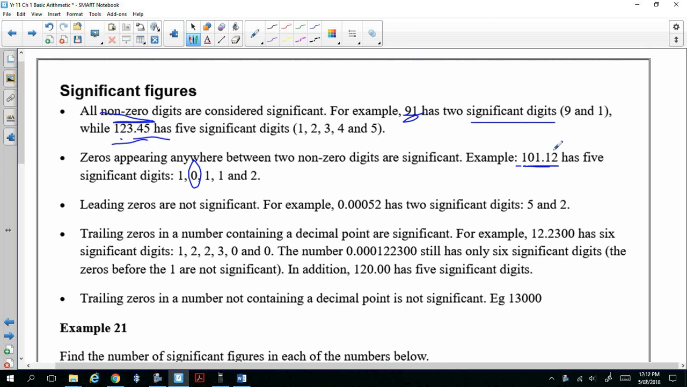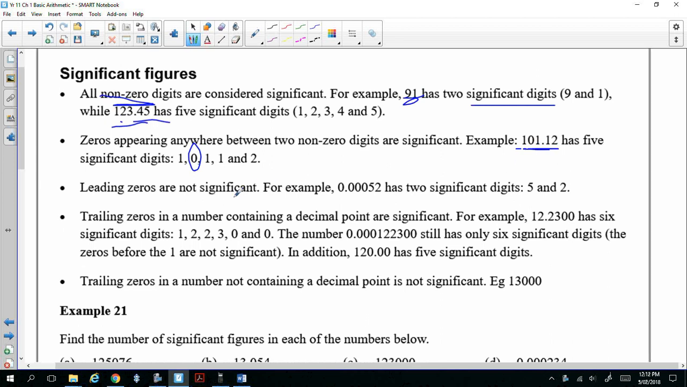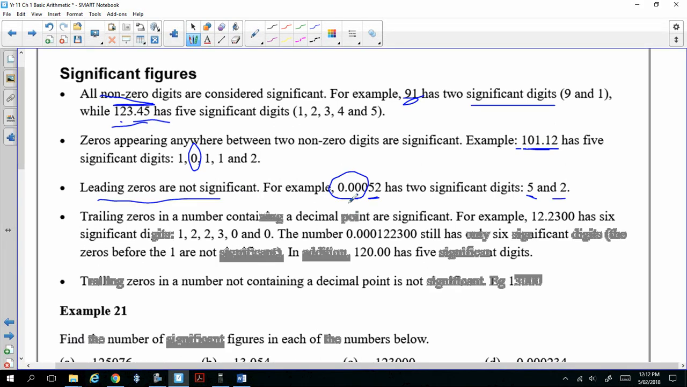However, leading zeros are not significant. So in the case where there are zeros in front of the number, they are not counted as significant. This will only have 2 significant figures. Okay. So not all zeros are significant. When zeros are in front of the number, they are not significant.